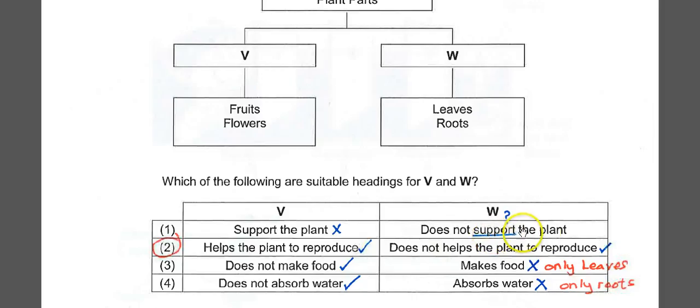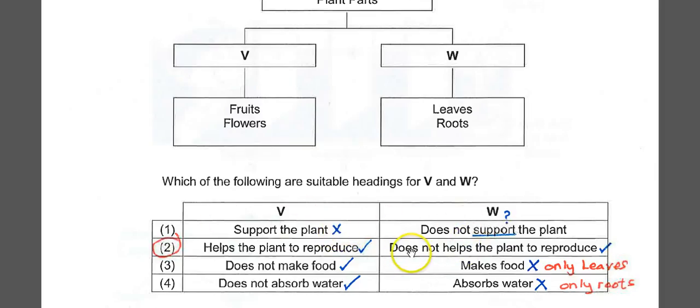W does not support the plant. Okay, they do support the plant for the leaves making food. The roots will absorb water, okay, providing that sort of support, supplying food and water. So this could be correct, and even if it's correct, this is wrong. This whole thing is wrong.